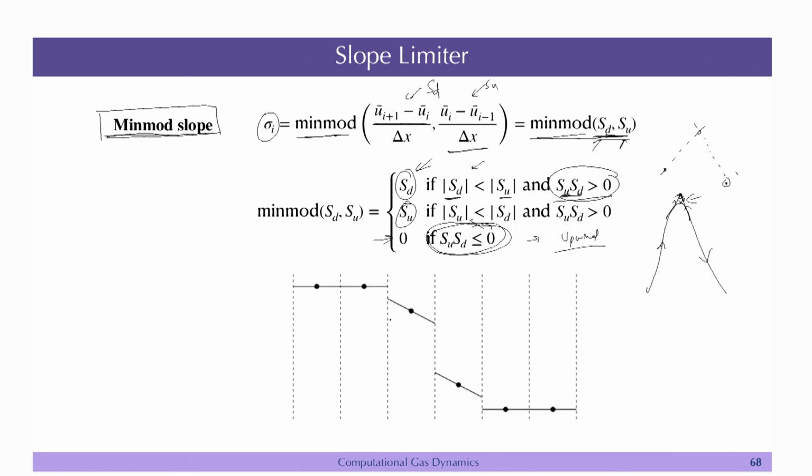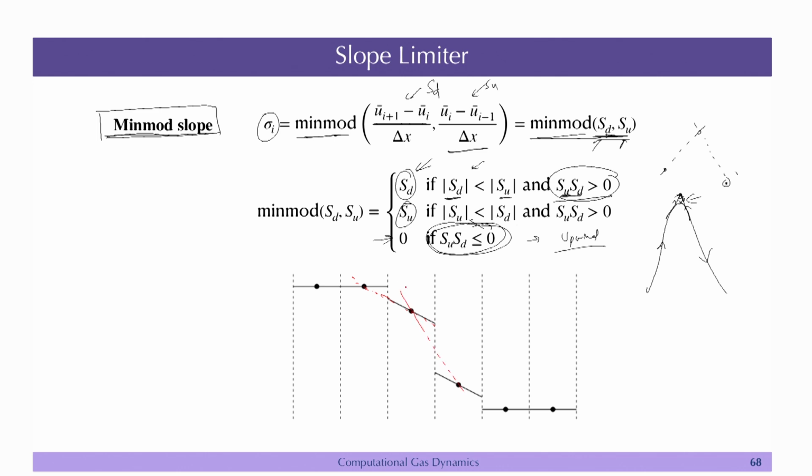For example, look at this case here. Let us say you want to get the slope here. You can get the slope from the left side. This can be one of the ways, or you can also get it from this side.